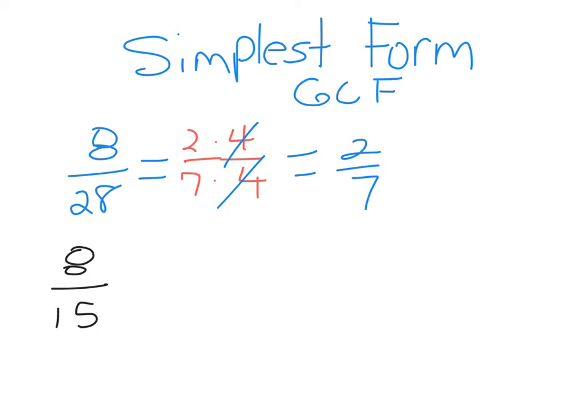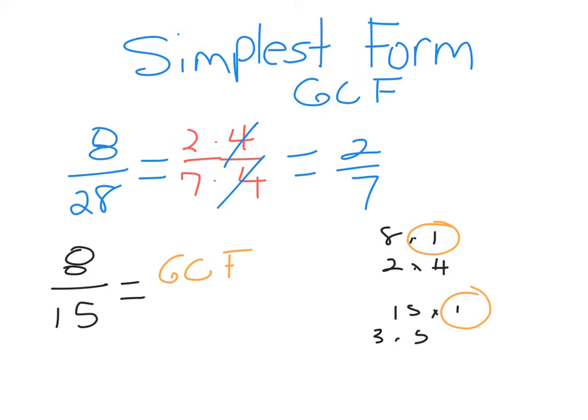Let's try another. We have 8 over 15. Well, there's no factors of 8 that match with 15. We have 8 times 1, and I would have 2 times 4. And on 15, I have 15 times 1, and I would have 3 times 5. That's it. So there's nothing here. The only factor, the greatest one they have in common, is 1. And so here the GCF is 1. That means that this is the simplest form it can get to.